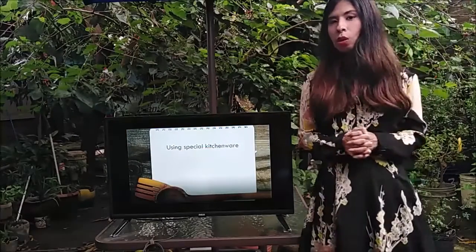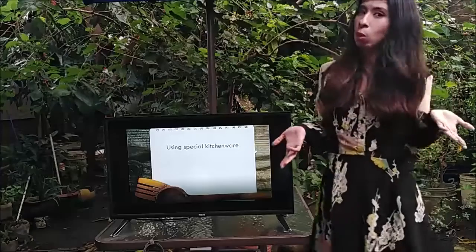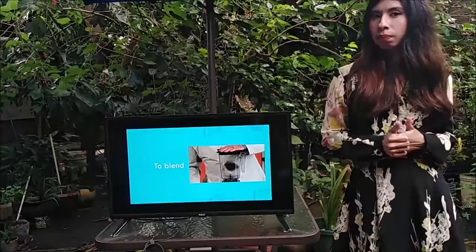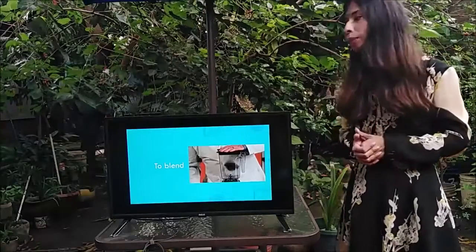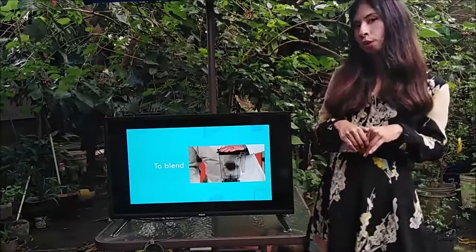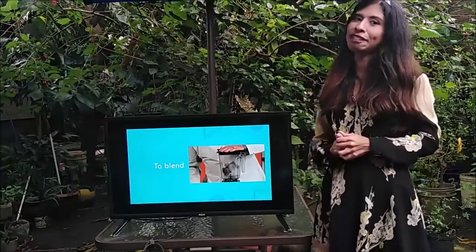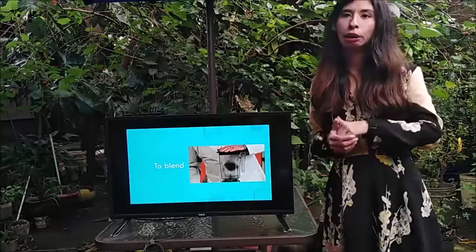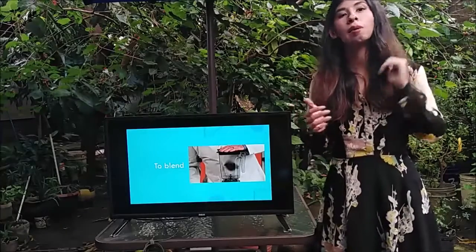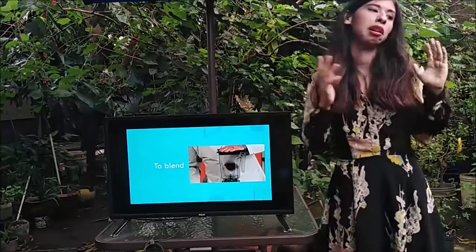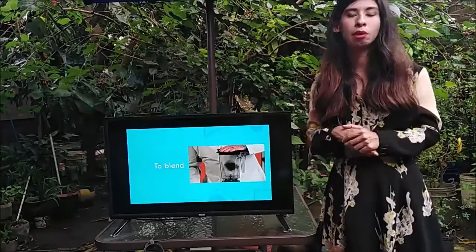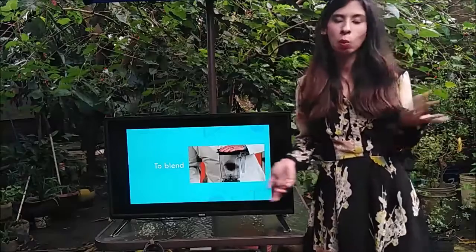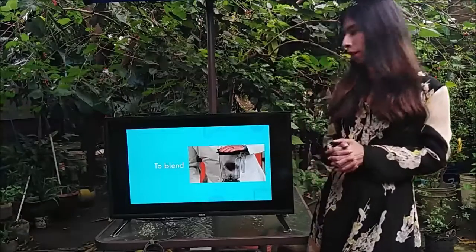Then we have the cooking verbs in which we need special kitchenware. So let's see those. The first one is to blend. Do you remember the blender? Well, whenever we are introducing our food, not our cell phone, into the blender, we call it to blend. So we can blend our fruits, our vegetables with either some fruit juice, or we can also blend it with water or milk or any other liquid.